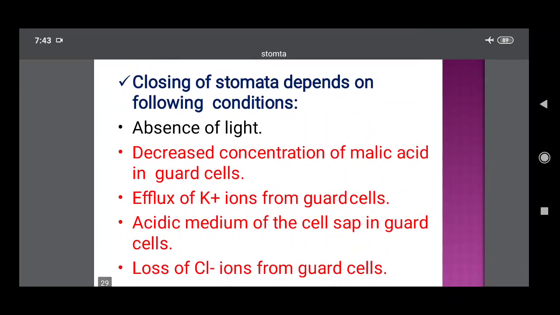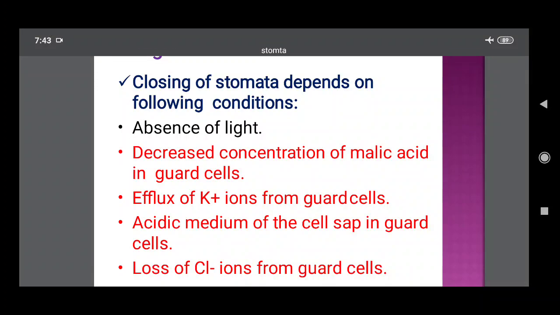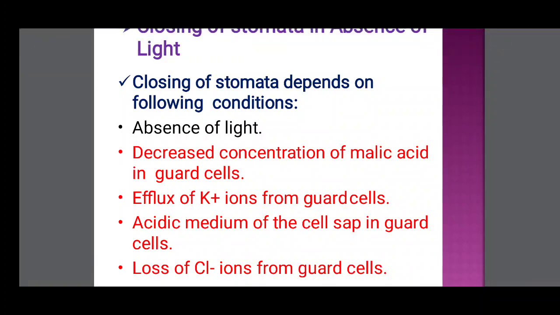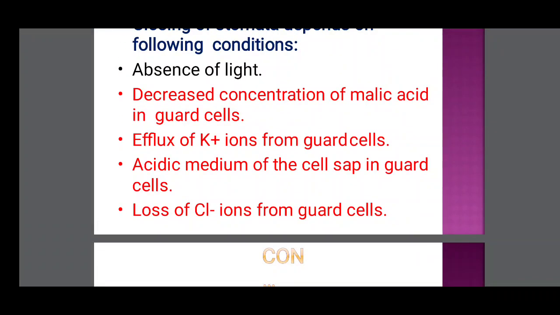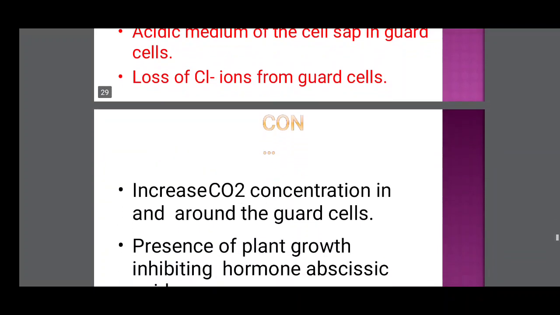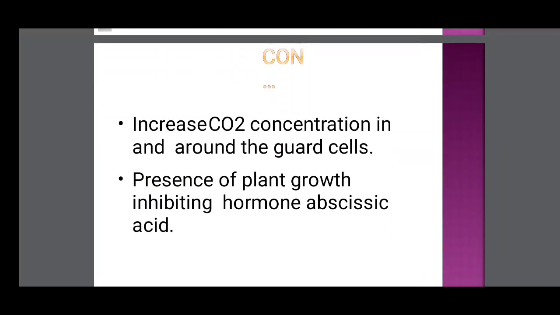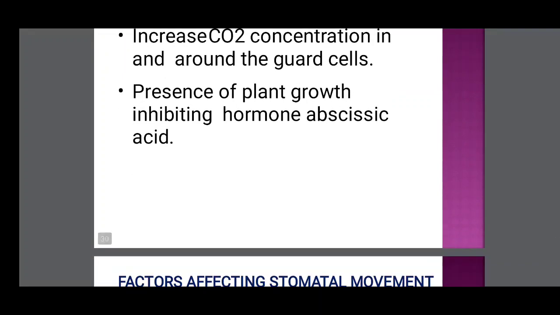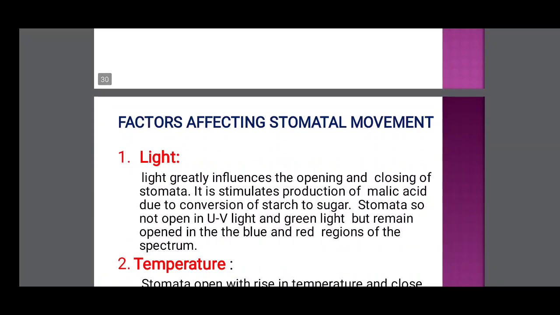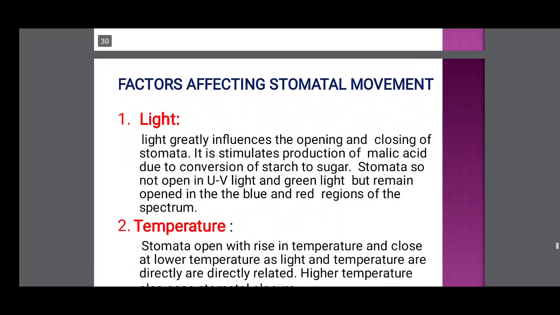In the absence of light, the concentration of malic acid decreased. At the same time, sugar levels decreased and form starch. Efflux of the potassium ion, acid medium of the cell sap, loss of chloride ions, increase of CO2 concentration around the guard cell, presence of the plant growth inhibiting hormone abscisic acid in the guard cell also cause stomatal closure.